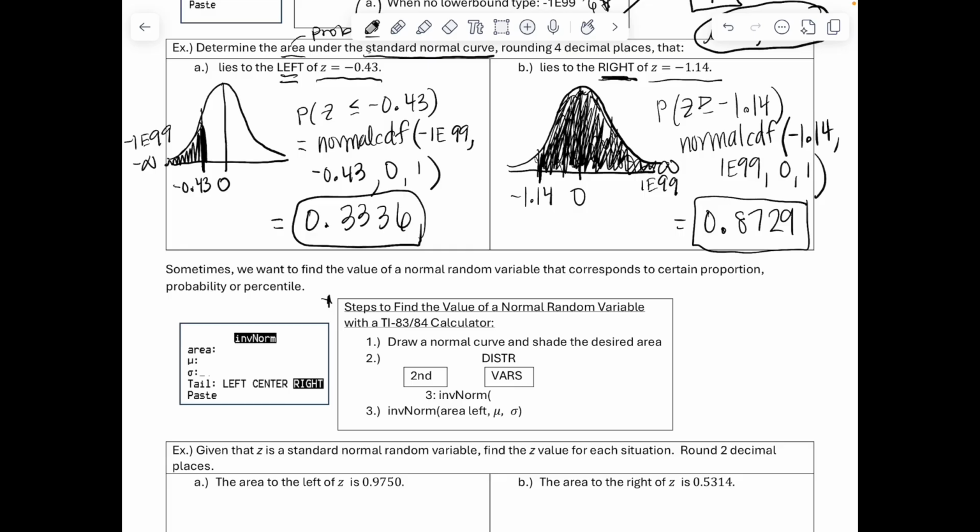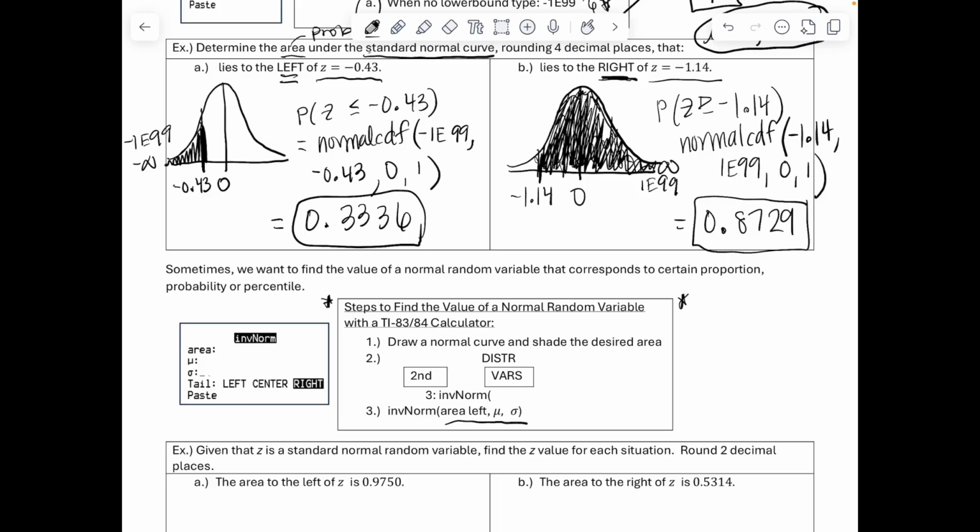So right below this has the steps on how to do this with a calculator, and steps for finding the value of a normal random variable with the TI-83/84 calculator. First step, again, is going to be to draw our normal curve and shade in that corresponding area. Then we're going to go to second vars, go to number 3, which is inverse norm, or invNorm. And then we're going to have to enter in the area to the left, our mean, and our standard deviation.